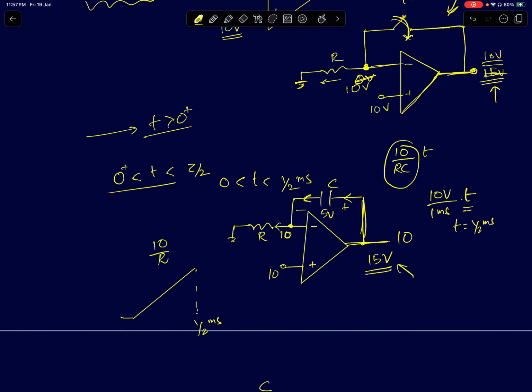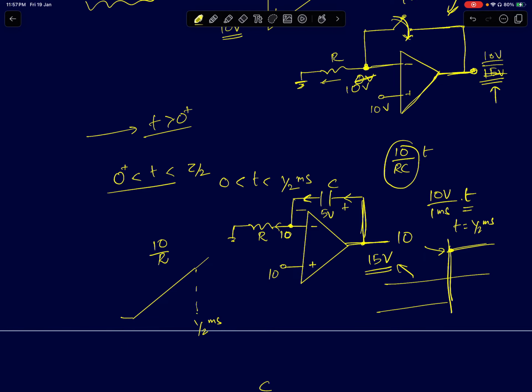Okay, so ideally if the op-amp was not saturating, it would have just increased linearly to infinity. But because it's saturating, it has come to 15 volts. It has come to a zero gain point. So if you look at the op-amp's characteristic, it's going to look like this. So it has come to this point where the gain is almost zero.